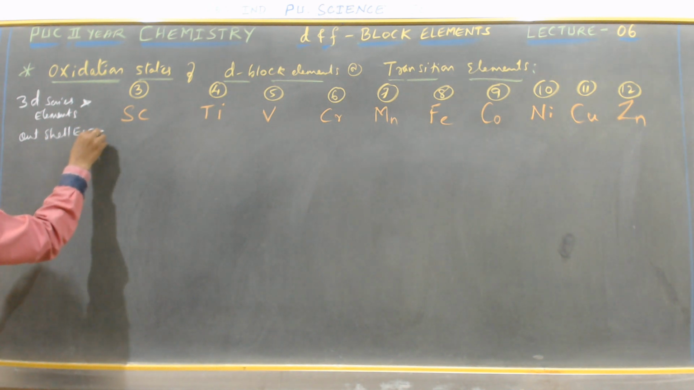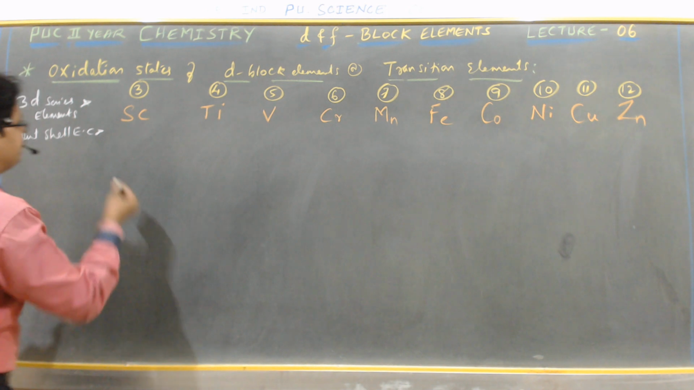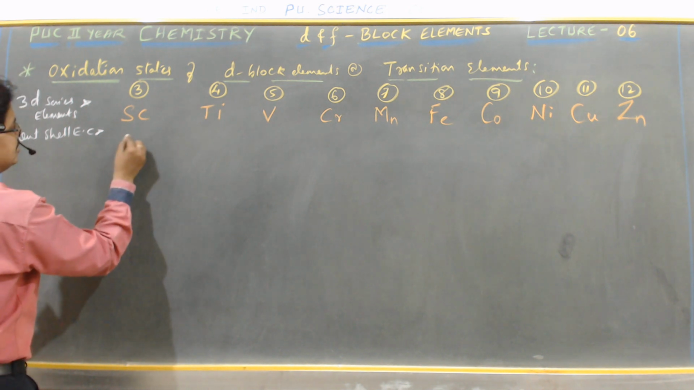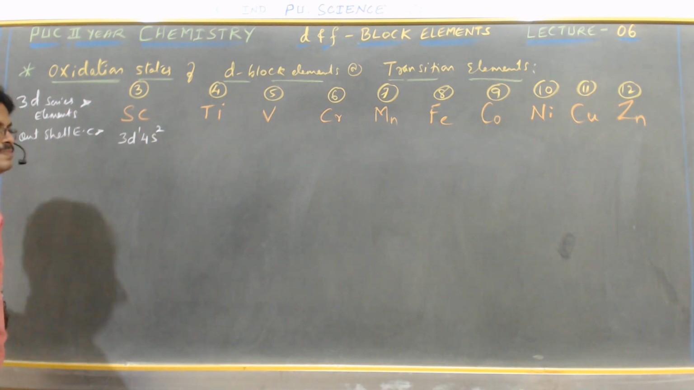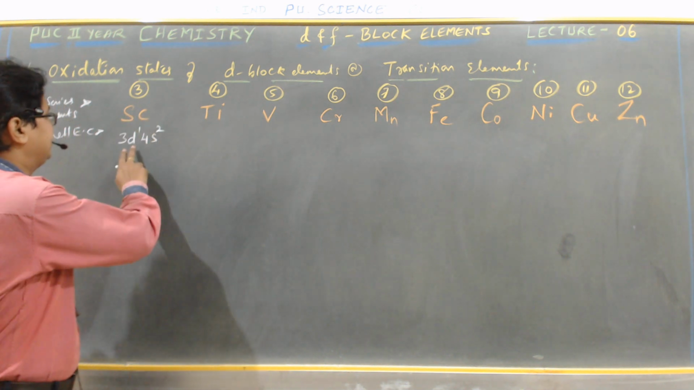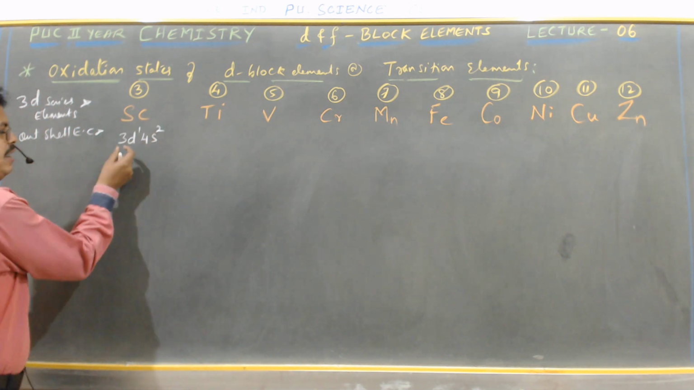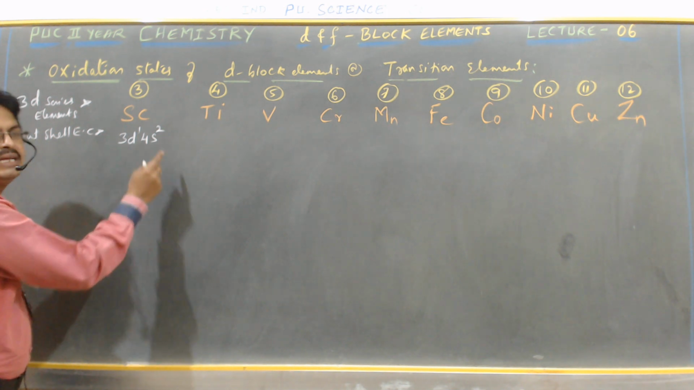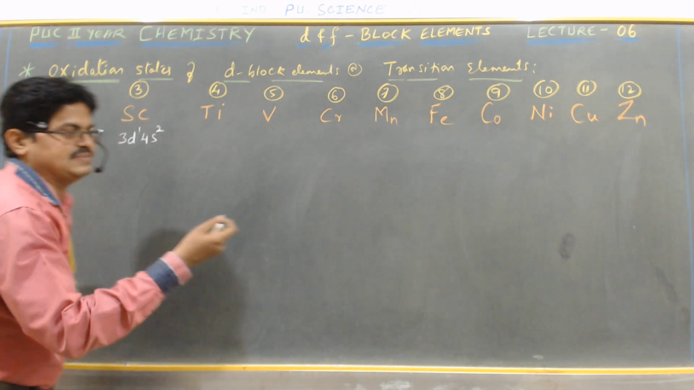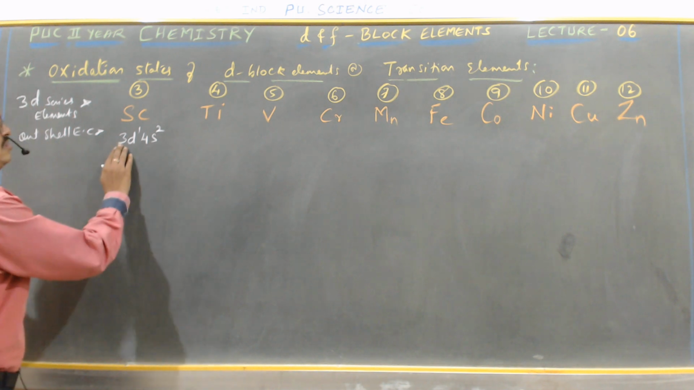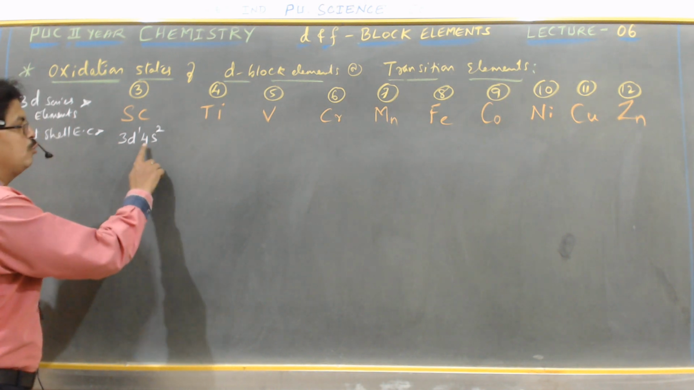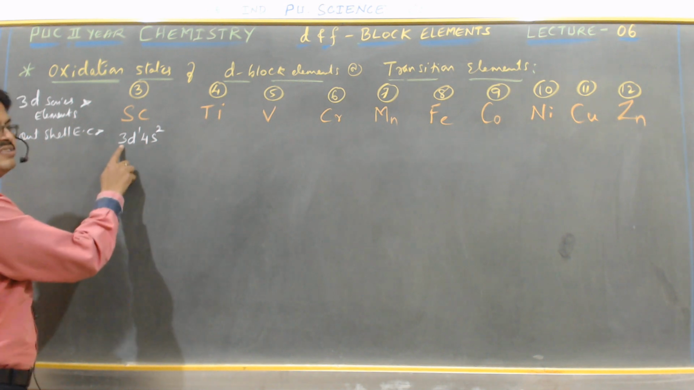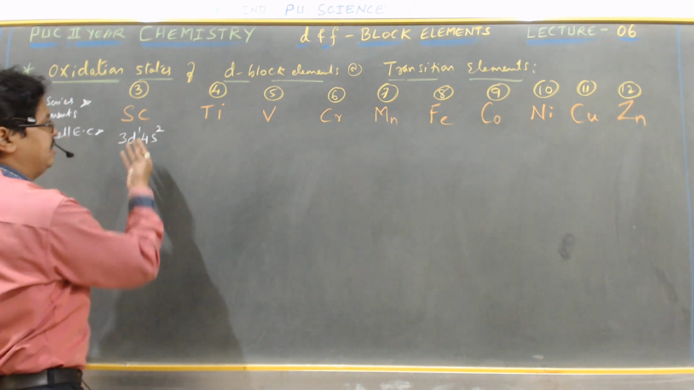Outer shell electronic configuration. Scandium, of course, is 3d1 4s2. See, actually I am not writing according to the Aufbau principle. I am writing according to the increasing order of shell number. First the third shell, then the fourth shell. Outer shell is 4, penultimate shell is 3. So for our convenience I am writing like this.